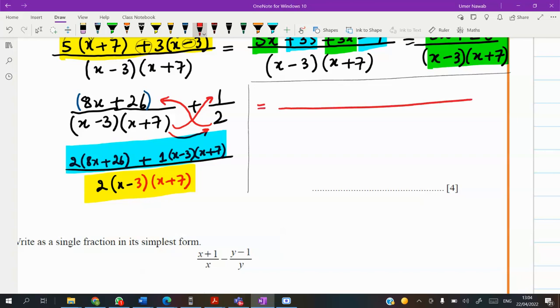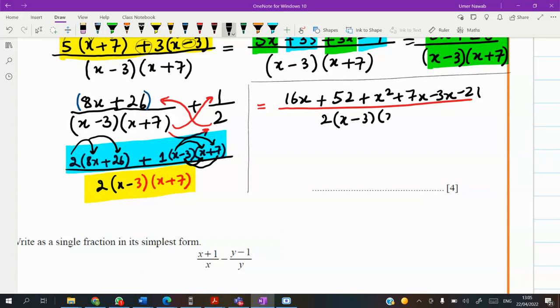So how to simplify our numerator? 2 multiply with 8x gives you 16x. 2 multiply with 26 gives you 52. x multiplied with x, x squared, 7x, minus 3x, minus 21. The denominator will not be changed. Now simplify the numerator.